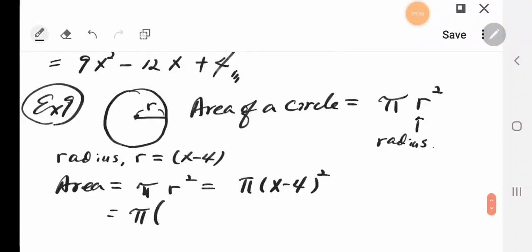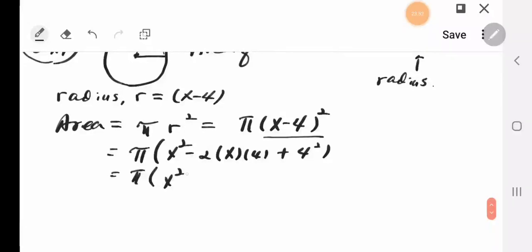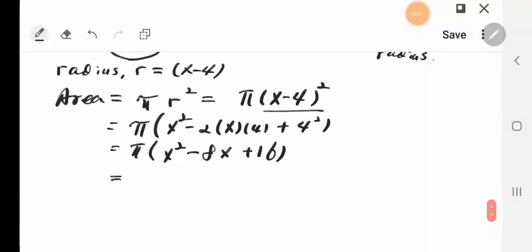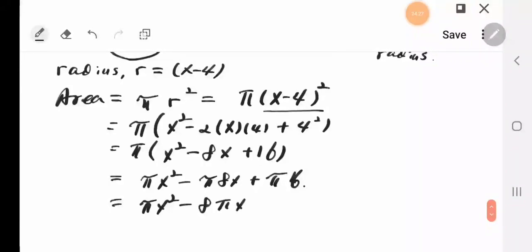So pi times x minus 4 squared, using the formula, it will be the first term squared minus 2ab, 2 times x times 4, plus b squared, 4 squared. Then this will be pi times x squared, 2 times 4 is 8, so minus 8x plus 16. Then distribute by multiplying each term in the trinomial by pi. So pi x squared minus 8 pi x plus 16 pi. Since this is area, you can write the unit square feet.